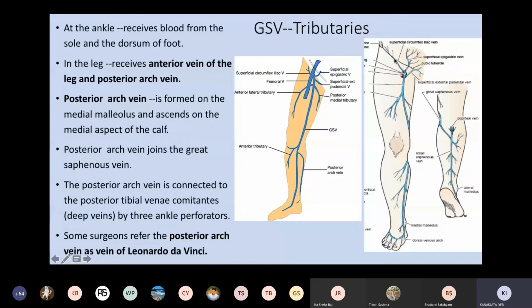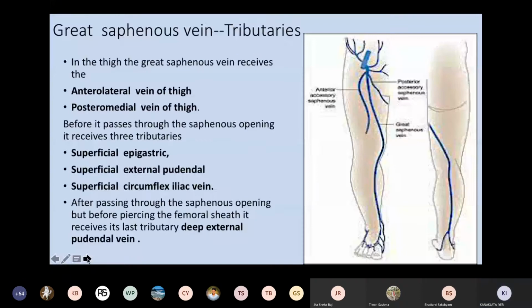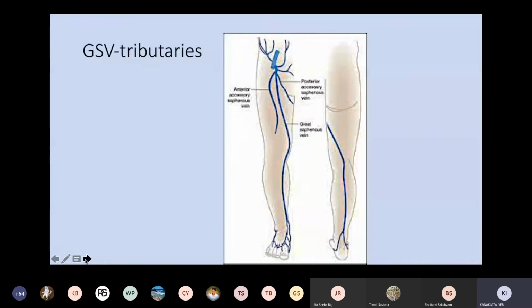So you can see here, next diagram, 3 cutaneous branches opening in great saphenous vein. This is anterolateral, that is posteromedial, and these rest, you know that very well. Again, in the thigh, anterolateral, posteromedial, 3 cutaneous branches, all are going into great saphenous vein, and yes, deep external pudendal just before it pierces. Same diagram, you can see it later.